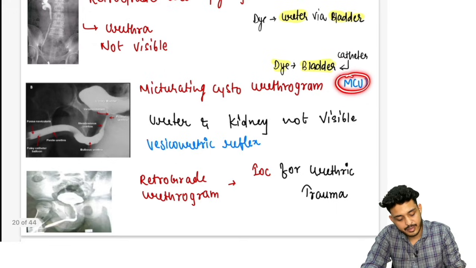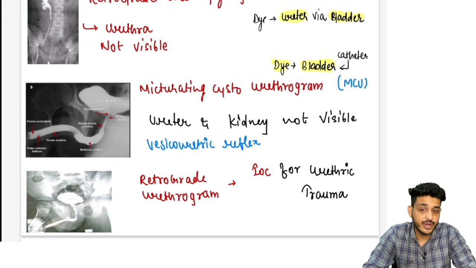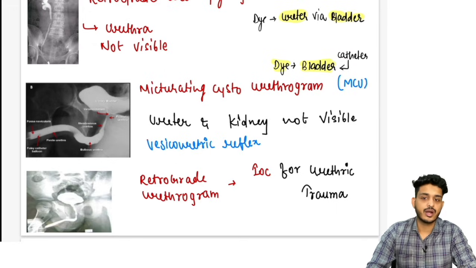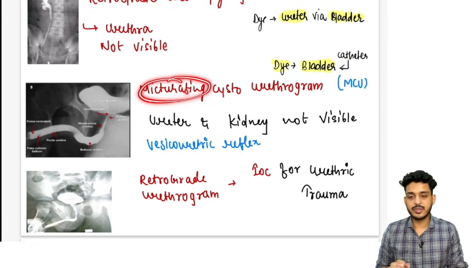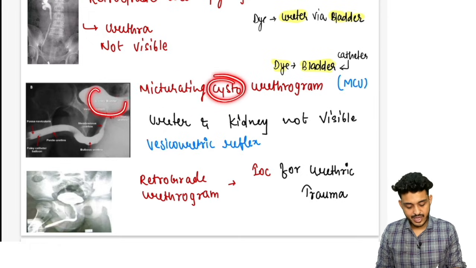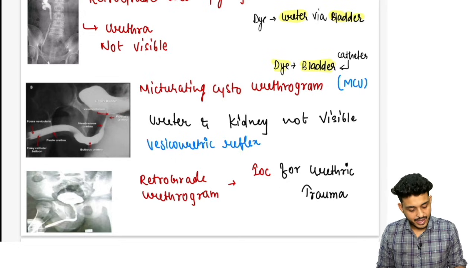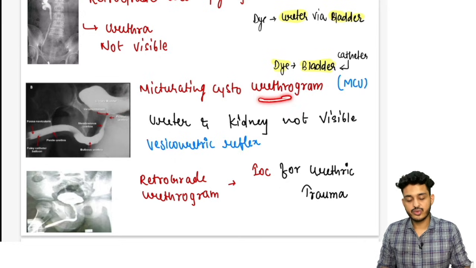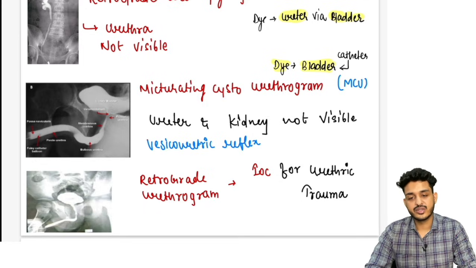Then we have got MCU. What is MCU? It is the micturating cystourethrogram. Micturating means this patient will be micturating. Cysto means involvement of the bladder, and urethro means this is going to show you the urethra also, right?